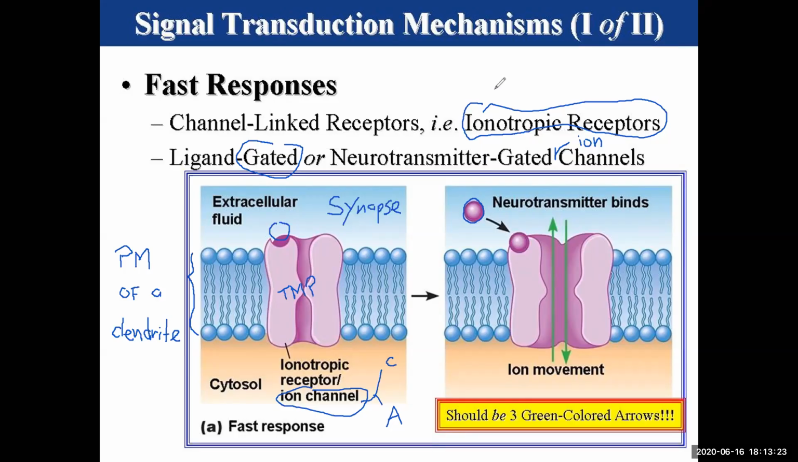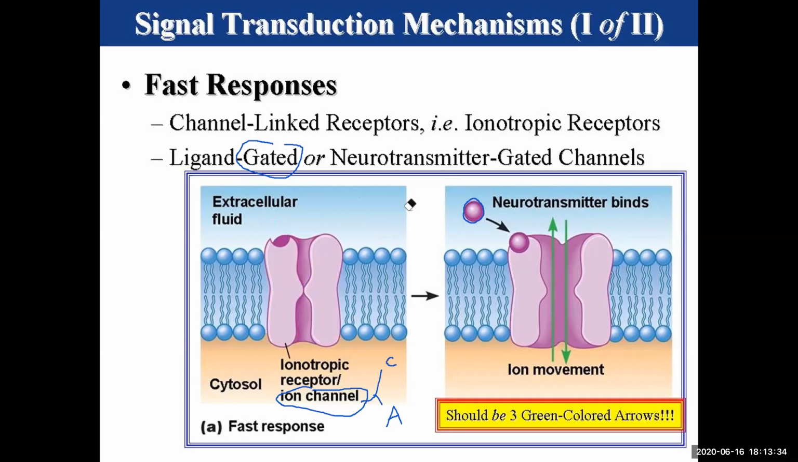And what is also unique about the neurotransmitter gated ion channels is that when they open, they flux multiple ionic species. So when we say ligand gated, and especially the ligand gated or neurotransmitter gated cation channels, meaning they flux positively charged ionic species, you should have 3 arrows here and not 2.